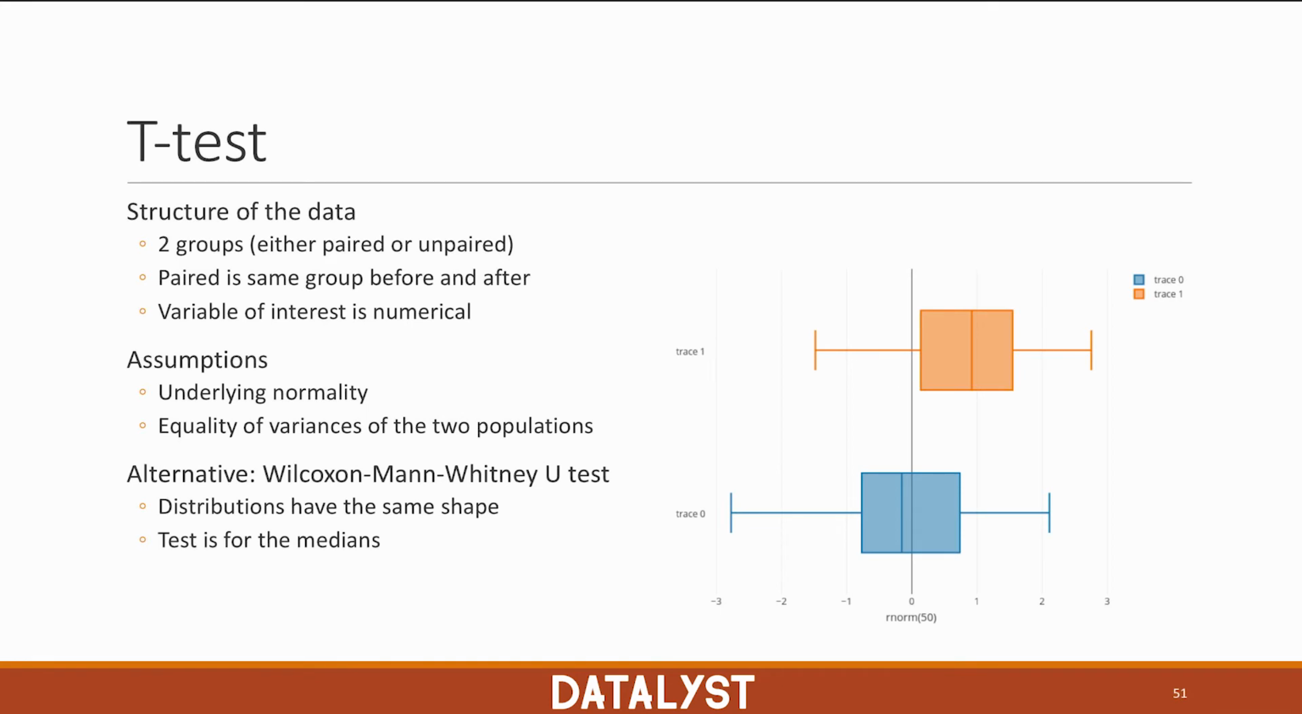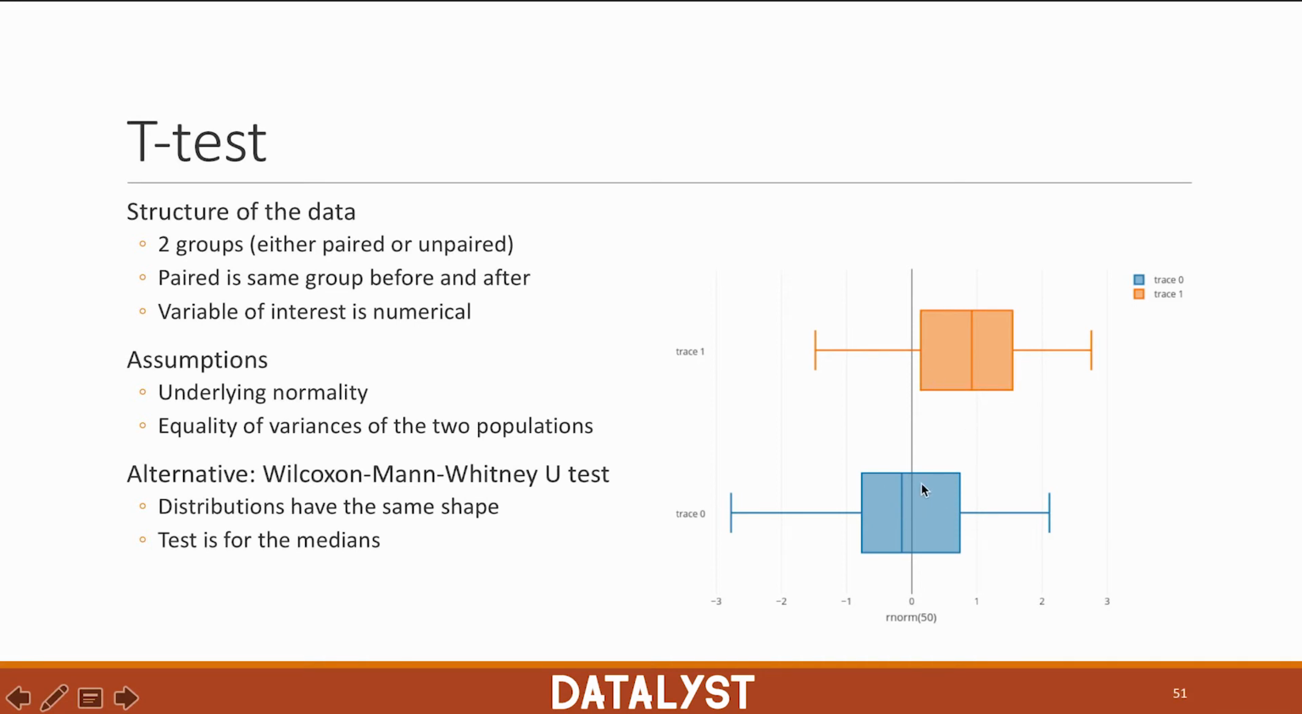We can use the t-test, as I mentioned, when we have two groups. These groups can either be paired or unpaired. Two groups are paired when we essentially have the same group of people before and after, with an intervention sitting in the middle. And the variable of interest is numerical. So this graph here shows when you would use a t-test. You have two groups, a numerical variable, you've used the box plot to visualize this, and you suspect there are differences between the means of the two groups.